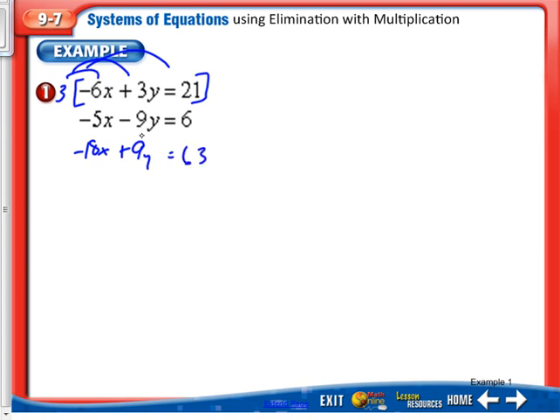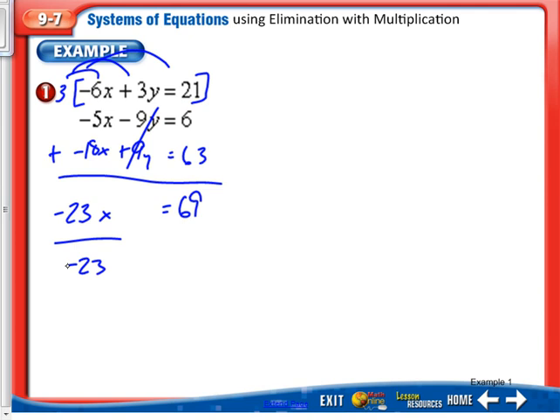Okay, and now we have these opposites. We have a minus 9y and a positive 9y. So let's go ahead and add these together so we combine like terms. So I'm going to get negative 23x. All right, this is eliminated, and we get equals 69. So now we can divide by the coefficient of negative 23 on both sides. And so we get x is equal to, a positive divided by a negative is a negative, 69 divided by 23 equals 3, so we have a negative 3 there.